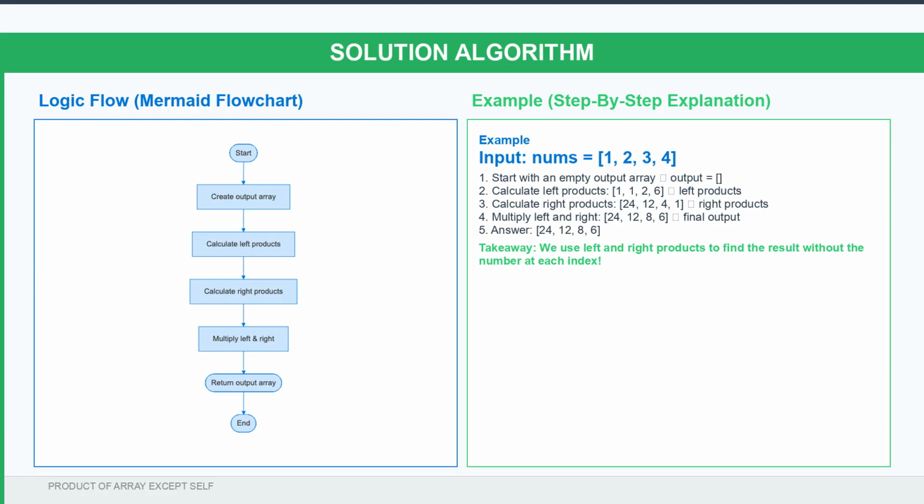After calculating the left products, we move on to the right products. This time, we iterate through the array from right to left. We use another variable, right product, also starting at 1. For each index, we multiply the current value in our output array by right product, then update right product similarly. By the end of these two passes, our output array will have the desired products for each index. This method runs in O(n) time and uses O(1) additional space, ensuring efficiency even with large arrays.